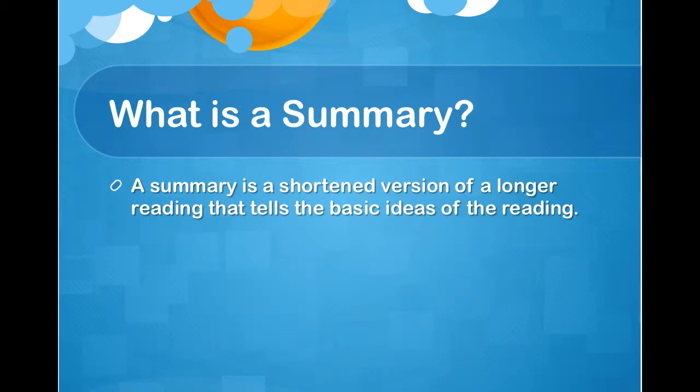So your goal is not to retell the whole story. Your goal is to just hit on the main ideas of what that story is about. For example, a good way to know that your summary is too long is if it's about as long as what you read. The summary should be short, to the point, and just give out the main ideas.